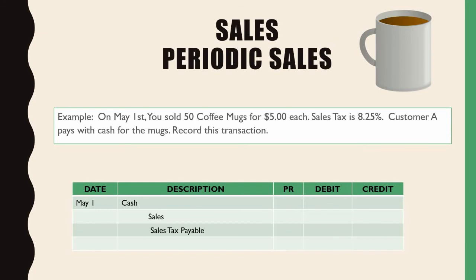So 250 is your sales, because customer A purchased 50 cups from us, and we charged them $5 each. So 50 times $5 is 250. And then your sales tax will be $20.63. Do we round? Yes, you have to round.